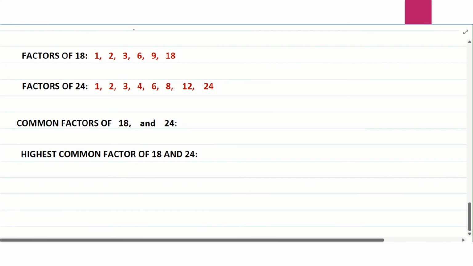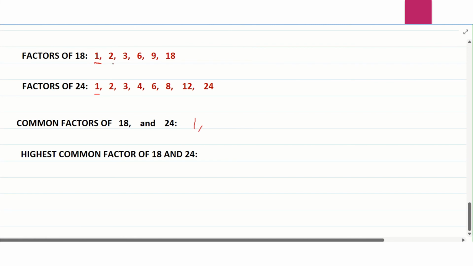So we know the factors of 18 are 1, 2, 3, 6, 9 and 18. Similarly, the factors of 24 are 1, 2, 3, 4, 6, 8, 12, 24. Now let's try to find the common factors of 18 and 24. So what is the first common factor? It is 1.